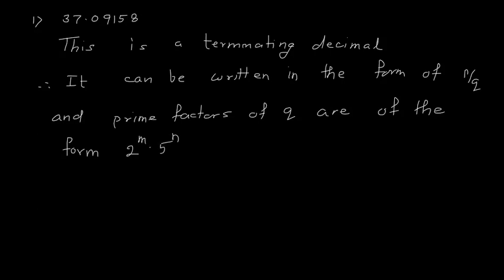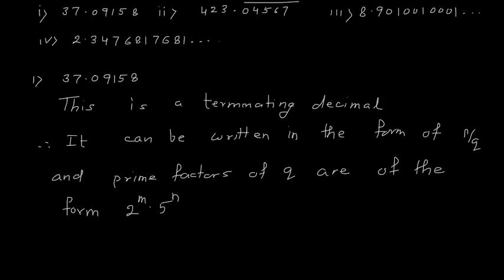Okay, so whenever the decimal expansion is terminating decimal, okay, then the prime factors of denominator are of the form of 2 power m into 5 power n. Okay, this is concept, you have to remember this concept. Whenever it is non-terminating, repeating, then also it can be expressed in the form of P upon Q, but the denominator is not of the form 2 power m into 5 power n.